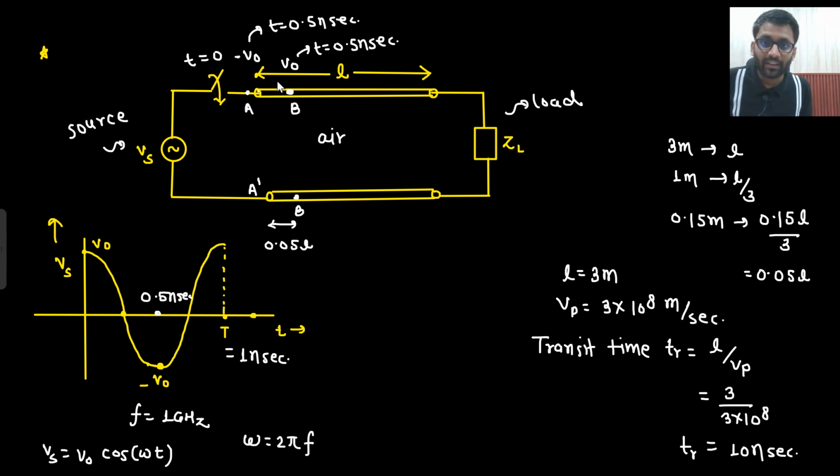Now what are you having? In the wire, you are having a potential difference. Since this is a wire, it will have some resistance for sure. At 0.5 nanosecond, here you are having minus V naught potential and here you are having potential V naught. That means current would flow. Right? Here what was the scene?